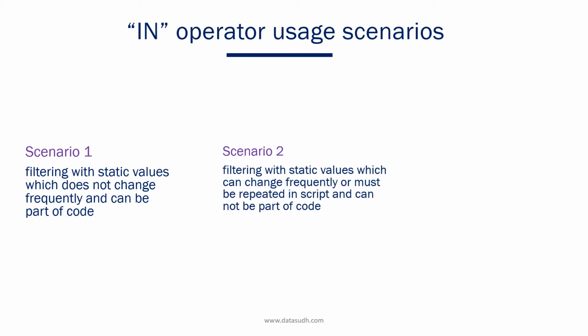Scenario 2 is when we have to filter with values that are static themselves, but those values have to be changed frequently or have to be repeated, so they cannot be part of the code. And scenario 3 is when we have to filter with values coming from a subquery. Let's see the implementation of each of these in BigQuery.